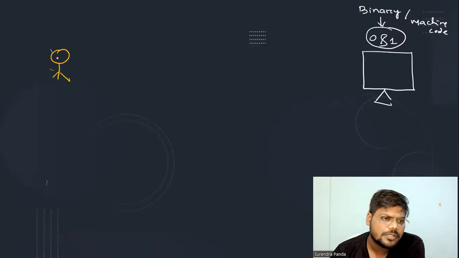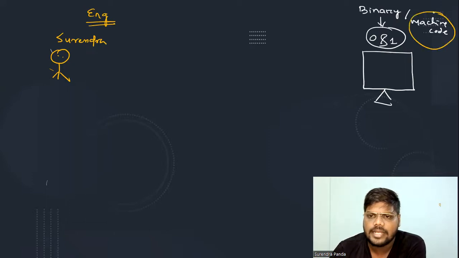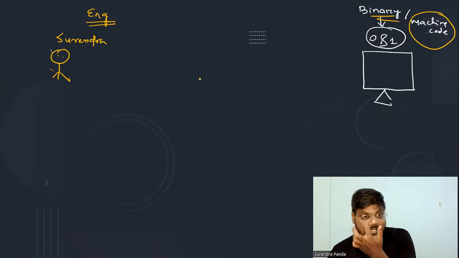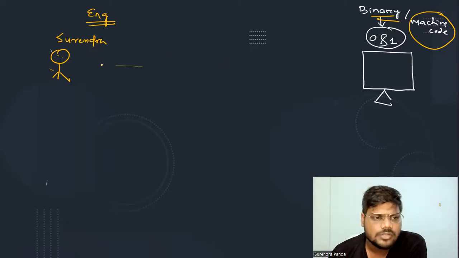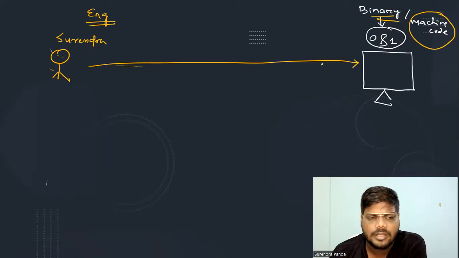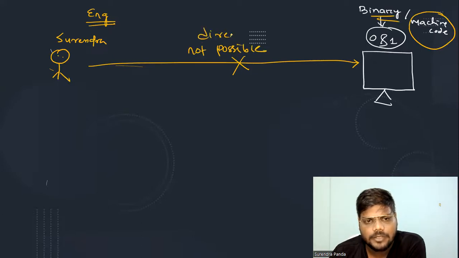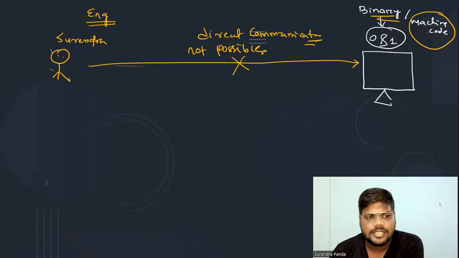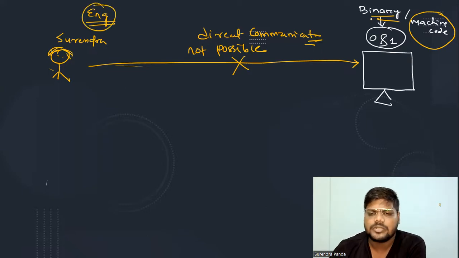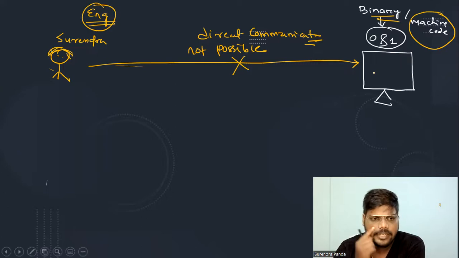But humans know, suppose myself, suppose Surendra knows English. So the computer knows what? Machine code, binary language, zeros and ones. Surendra knows the English language. So can Surendra communicate with a computer or not? No, it is not possible. Direct communication is not possible. Why is direct communication not possible, sir? Because Surendra knows English, but the computer knows zeros and ones. So that's why direct communication is not possible.